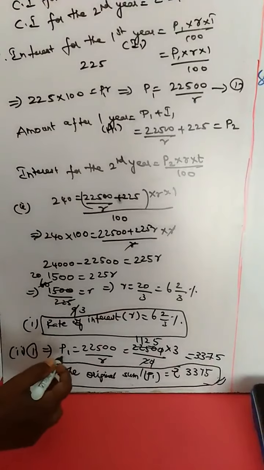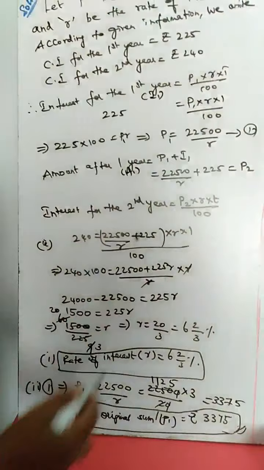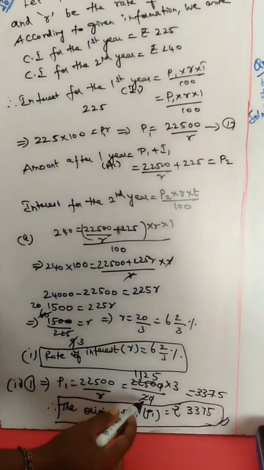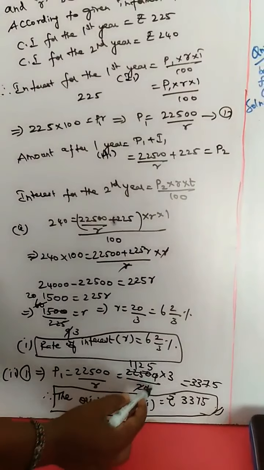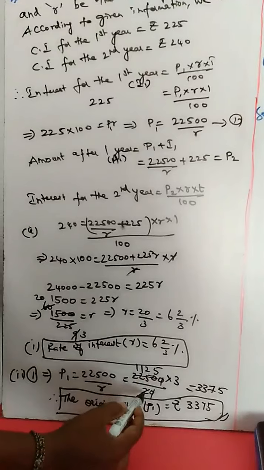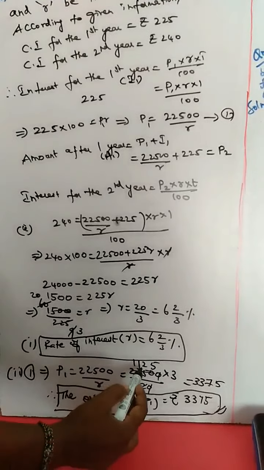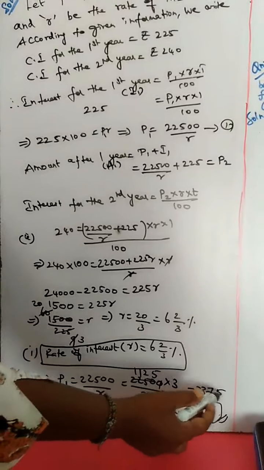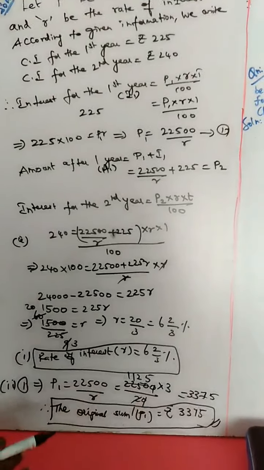Next, what we are supposed to find is the original sum, that is P1. As per equation 1, P1 equals 22,500 by R. Substituting the value of R, 20 by 3, the denominator 3 goes to the numerator. We cancel the 0, and by the 2 table, if we cancel this one and this one, we get 1,125 into 3, which is equal to 3,375. This is the original sum P1, which is rupees 3,375. This is the second subdivision.